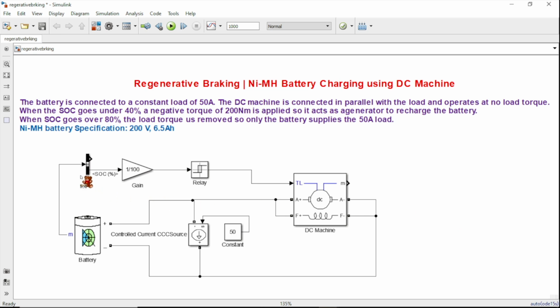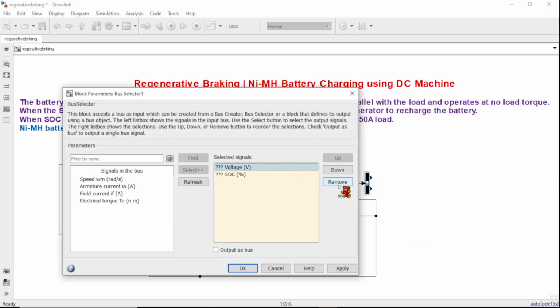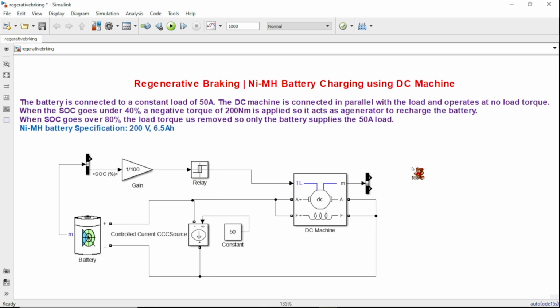Now I have to take the scope. So from these DC machines we have to take the signals. So double click on it. Here you can see a lot of parameters are there, speed, armature current, field current, electrical torque, but here I am only taking the speed as well as the armature current. Here you can see this is the speed and the armature current. You can also take all the four options, and you can see their output.